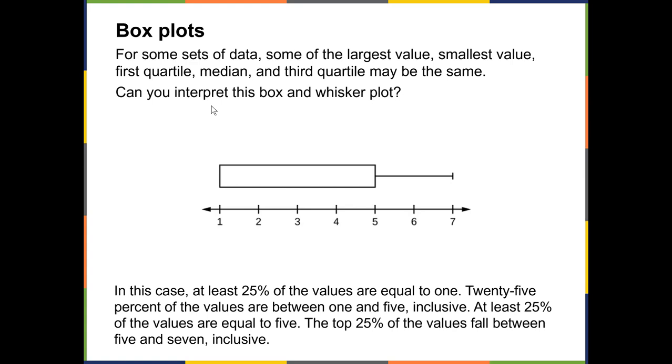And only 25% of the values are going to be between 1 and 5 inclusive. So what we could have is 25% of the values at 1, 50% of the values at 5, and 25% more values at 7. That makes sense. Well, this is the end of section 2.4. You're ready to start the homework for that.